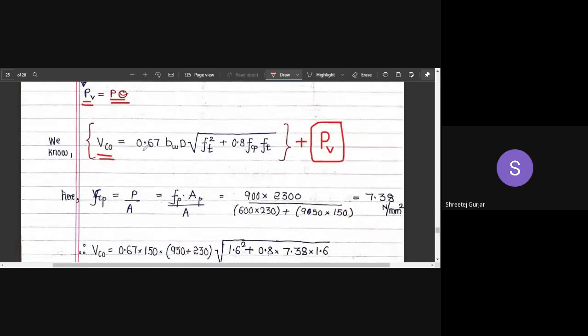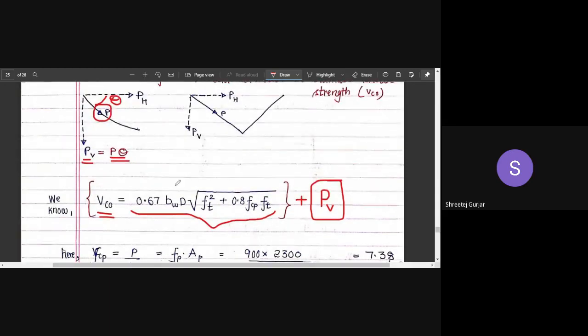Okay. So this equation I have taken from the code book, which we have just discussed: 0.67 BW D square root of FT square plus 0.8 FCP FT. In this particular equation, we have BW, we have D, we have FT. The only unknown here is FCP. This particular thing is unknown, correct?